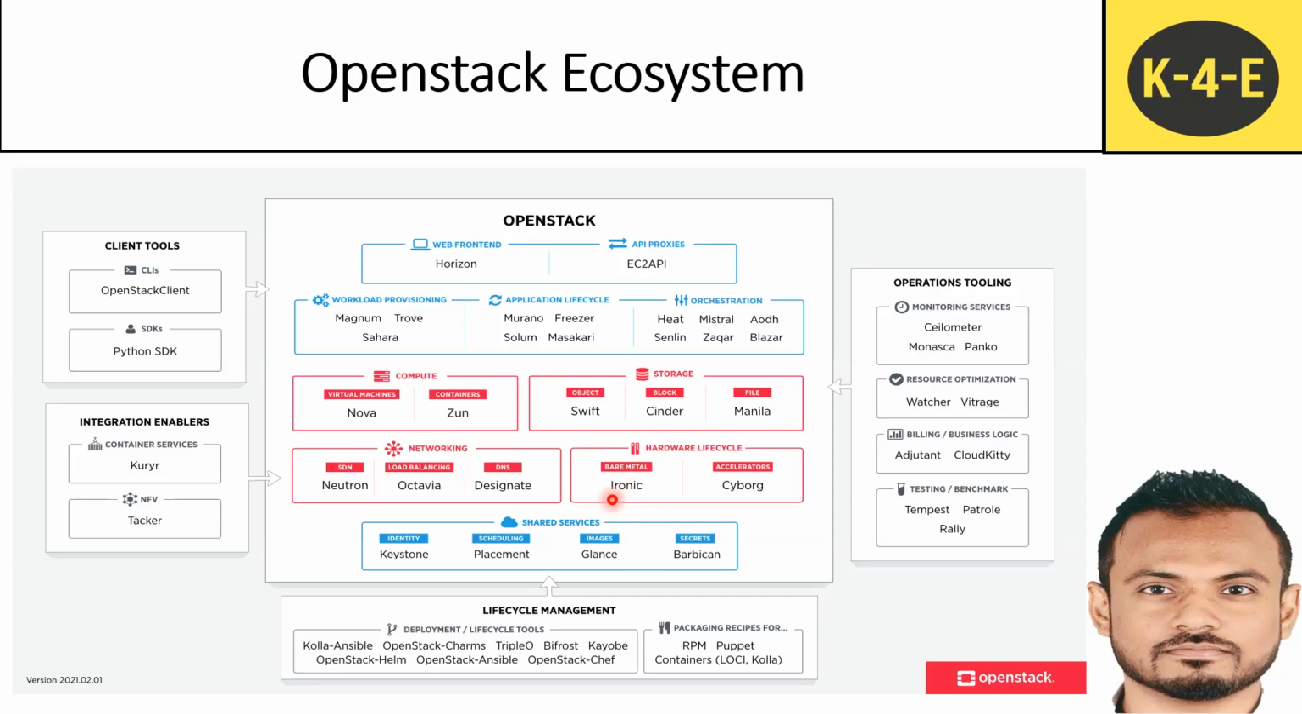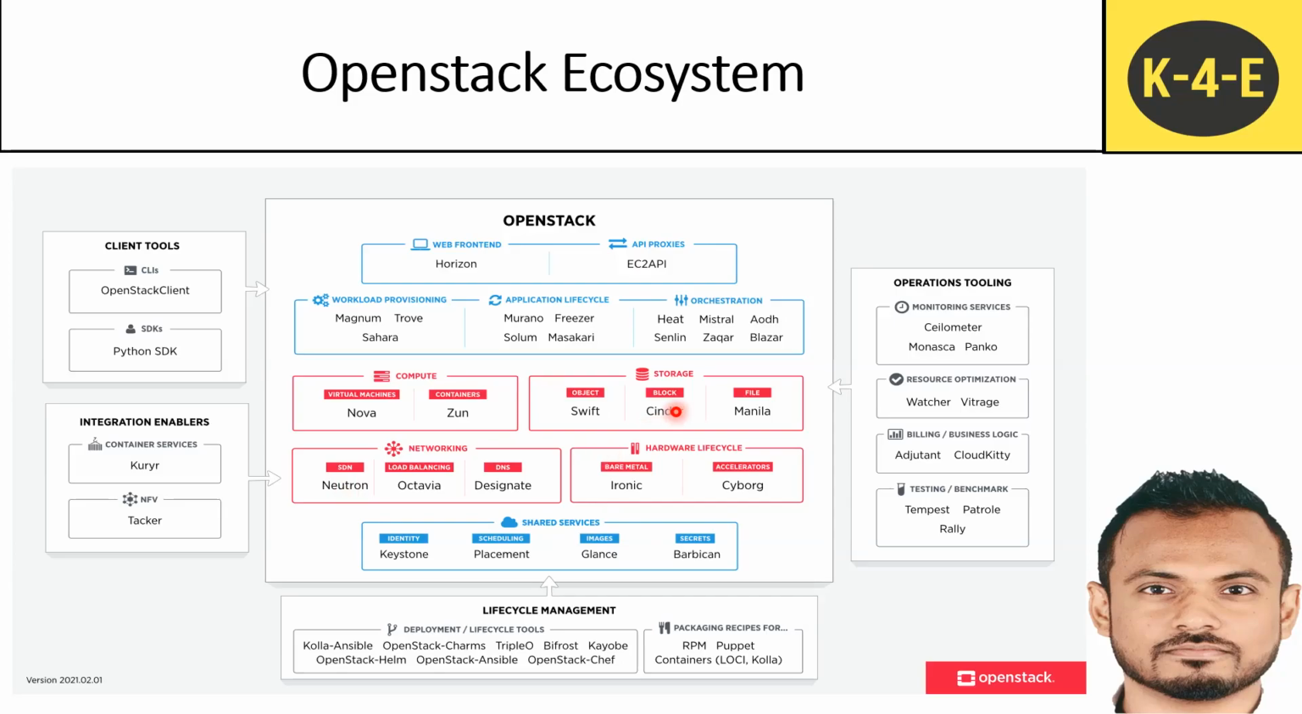Now the next important service, a very critical service in OpenStack, is Neutron. Neutron is very important because it is related to networking. So whatever virtual network you are going to bring to your virtual machine, whatever network you are going to use inside your VM, that network is going to come from the Neutron service. So this is again a very important service in OpenStack.